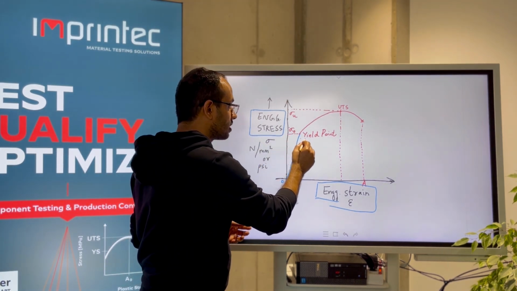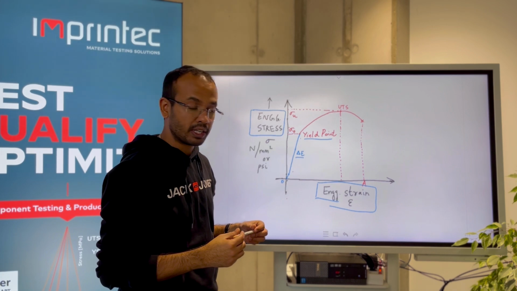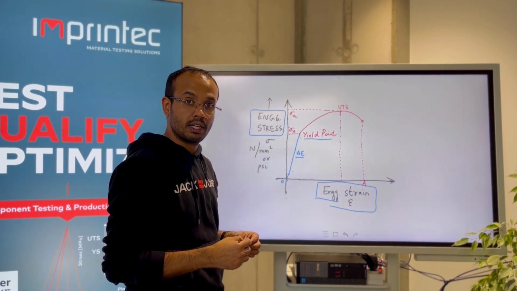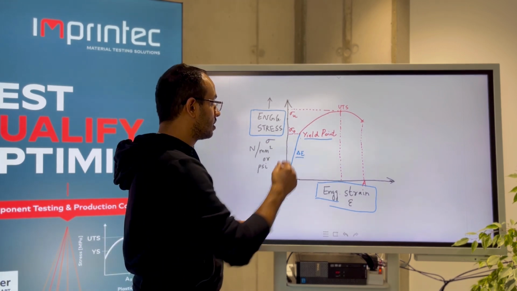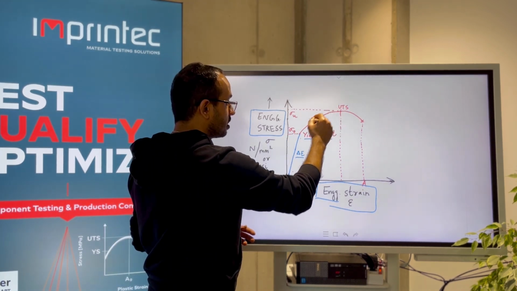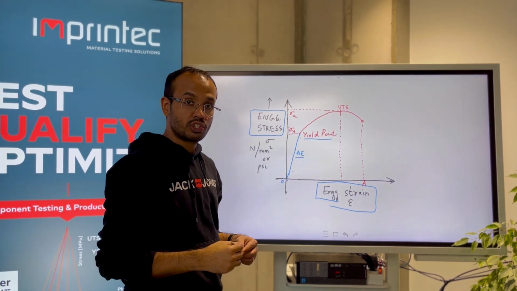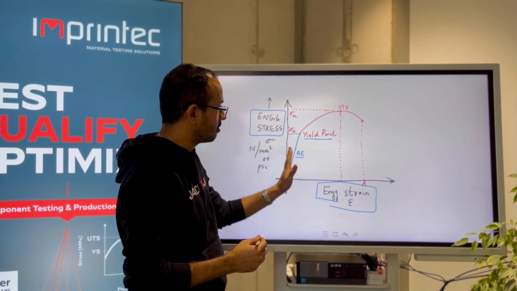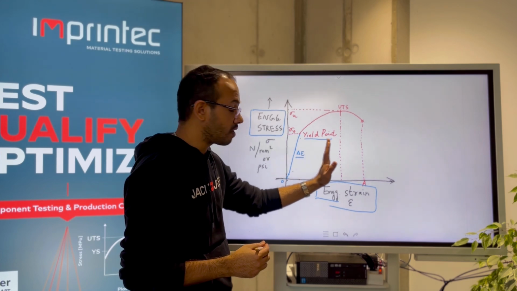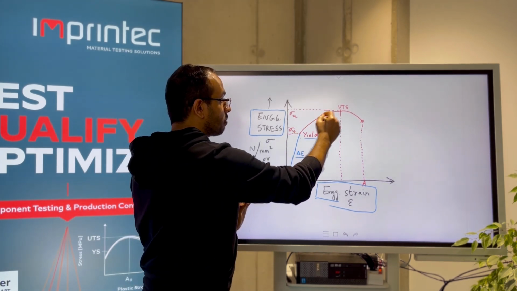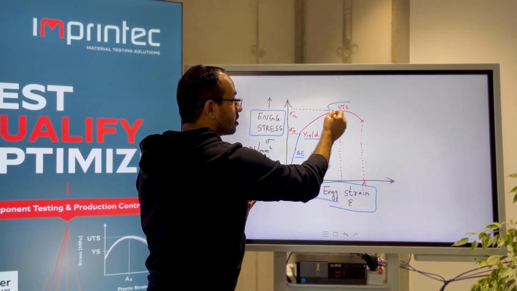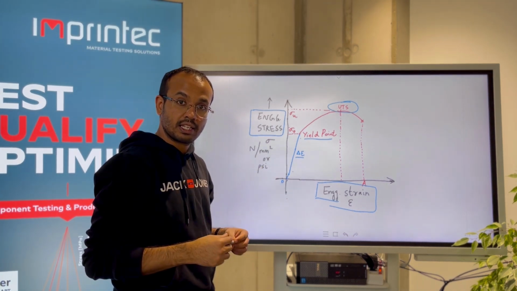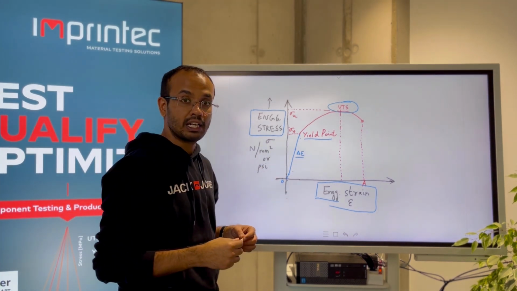Beyond this point is what we call the yield point, where permanent deformation on the sample really sets in. So from here onwards, this is called the plastic region. The stress and the strain really increase beyond this point until you reach the maximum stress that the sample can take, which is called the ultimate tensile strength.